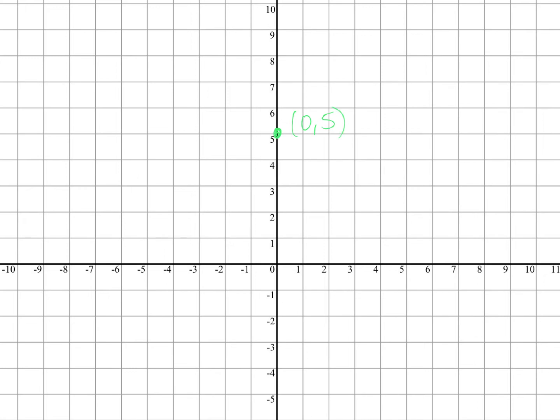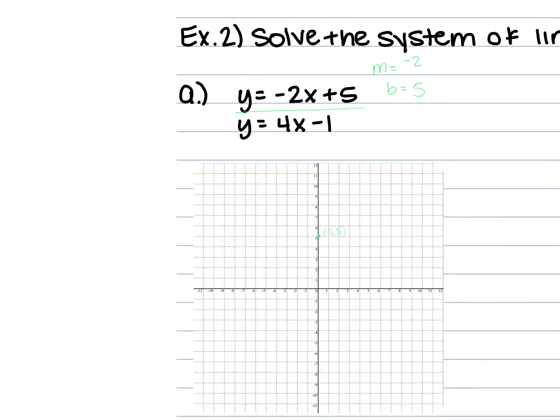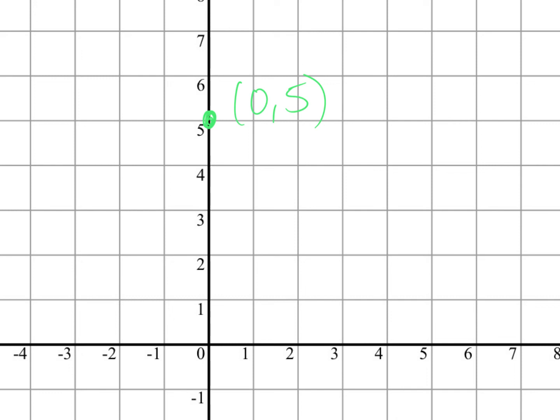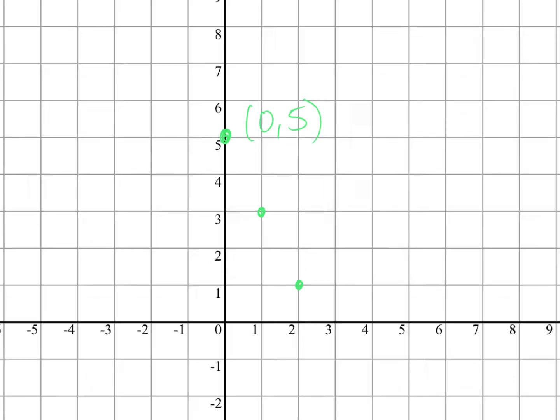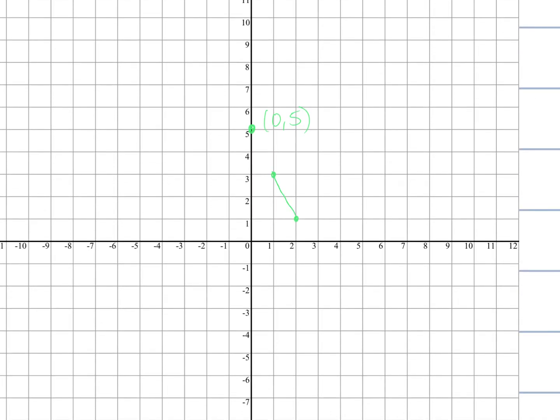And then what? And then you go down negative 2. And then you go to the right one. Perfect, because that's my slope. Down 2 and the right 1. Guys, draw a line that is very, very long. The reason it needs to be long is because you need to be able to tell where the other line is going to intersect it, okay? So draw it for a large distance in both directions.